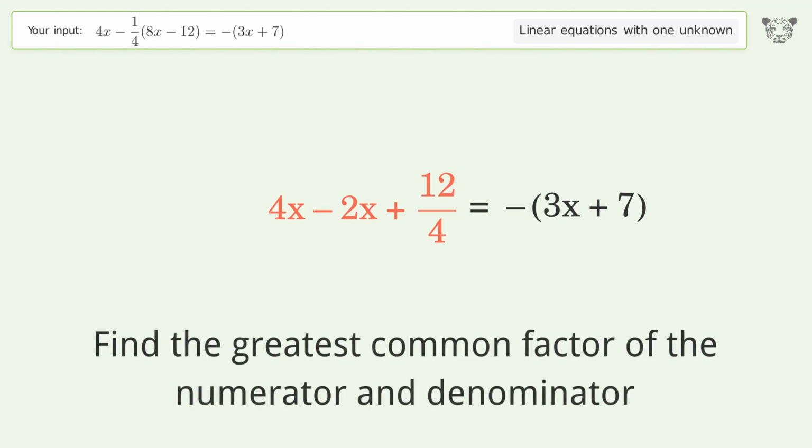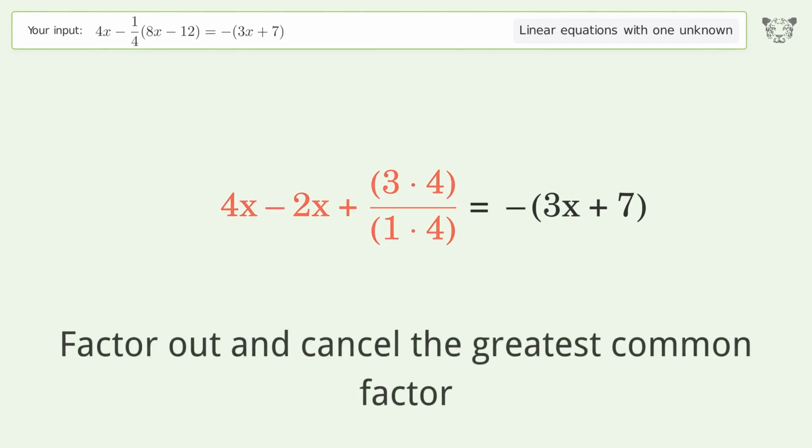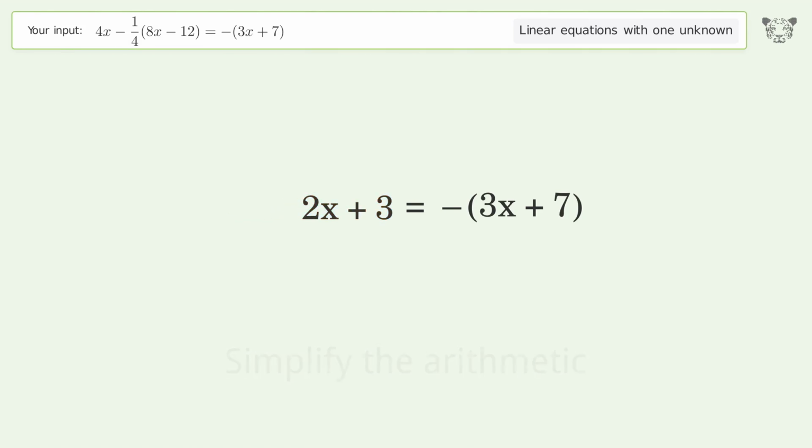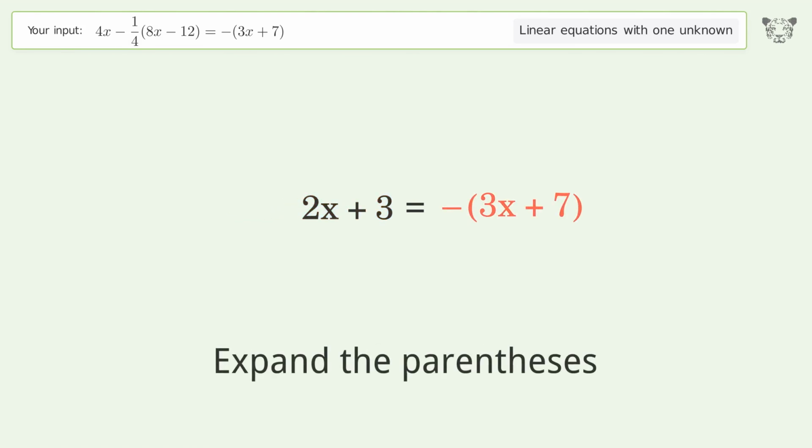Find the greatest common factor of the numerator and denominator. Factor out and cancel the greatest common factor. Simplify the arithmetic. Expand the parentheses.